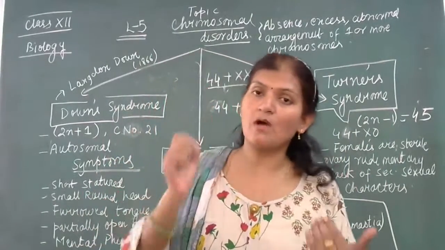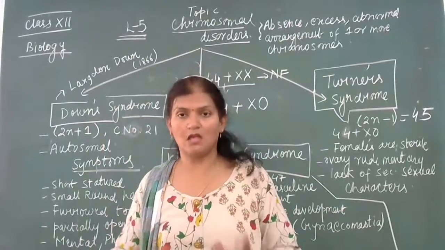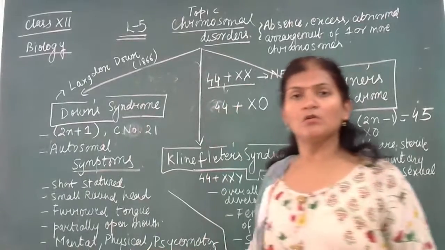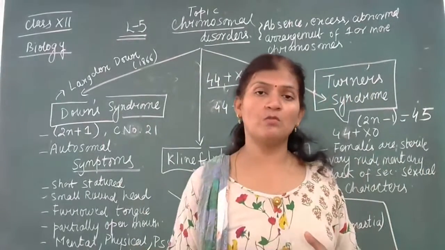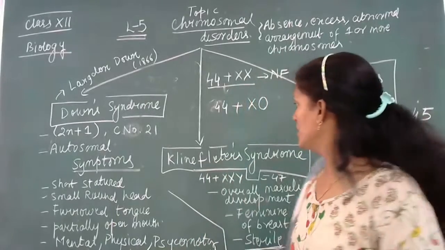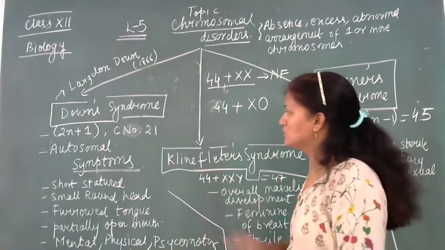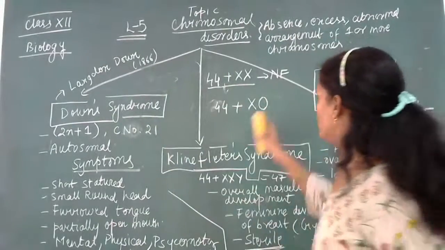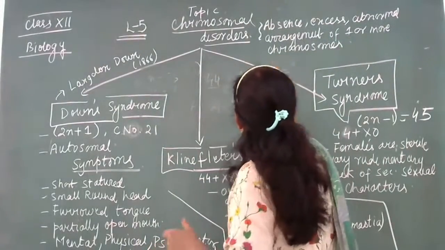who inherits one less X chromosome in the zygote, and the zygote develops. Okay, but in Klinefelter's syndrome, one extra X chromosome comes into the zygote during what? During fertilization. Okay, students, here in Klinefelter's also I have written 22. In place of 22, it will be 44. So let us write here.